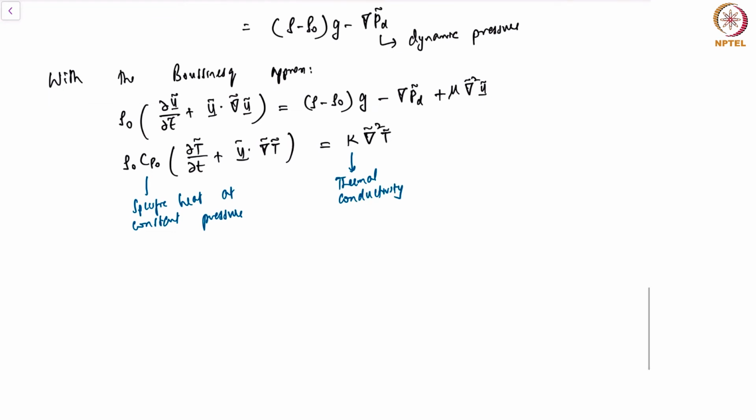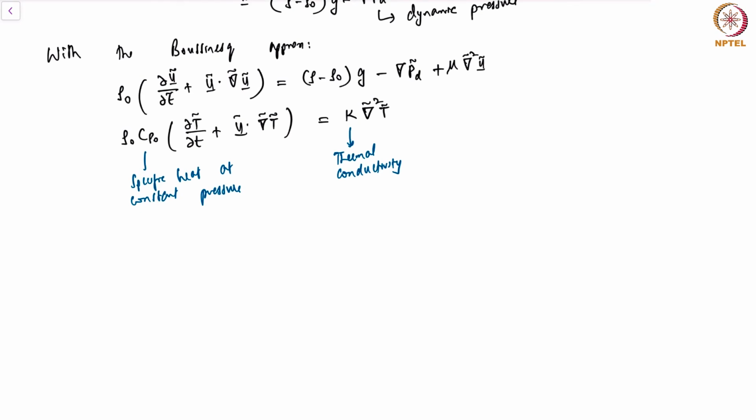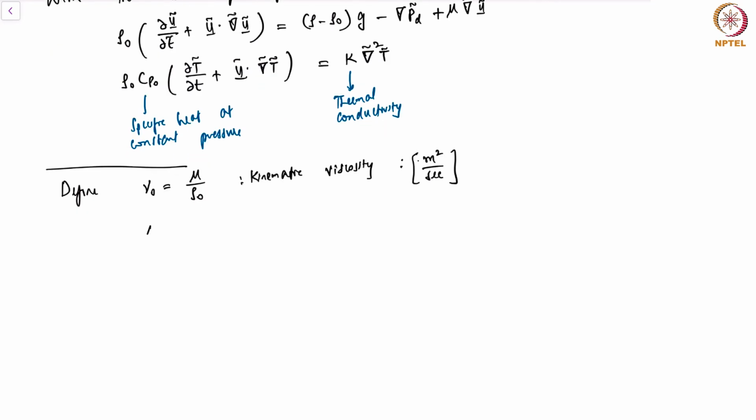Okay. Now we can define a few simple parameters. Define, let's say, kinematic viscosity nu naught, which is mu by rho naught. That is the kinematic viscosity. And as we know, the kinematic viscosity units would be meter square per second. And we can also define another parameter, which I'll call alpha naught, and this alpha naught would be k by rho naught Cp naught.